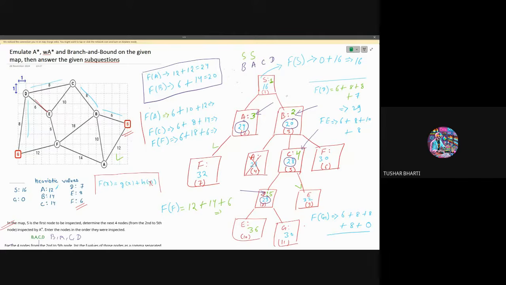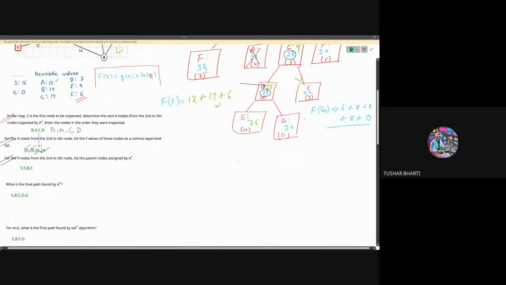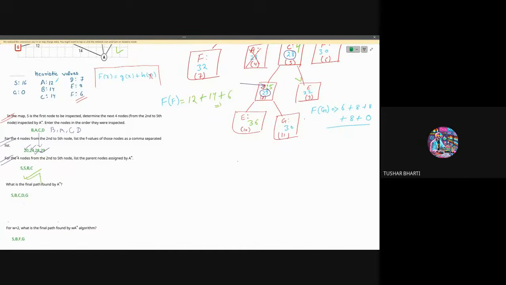And now for C, B is the parent. So B, and for D, C is the parent. So the answer will be S, B, C, D. This is the answer.